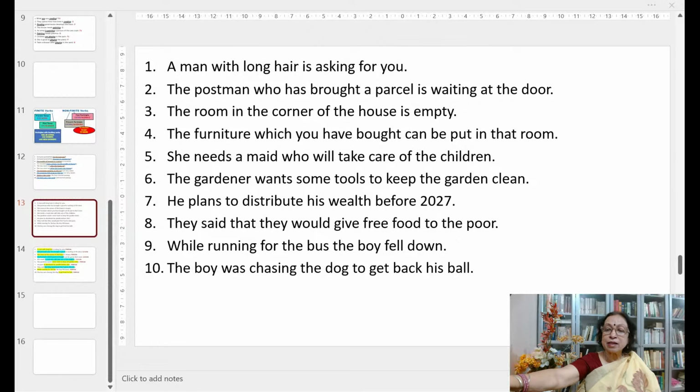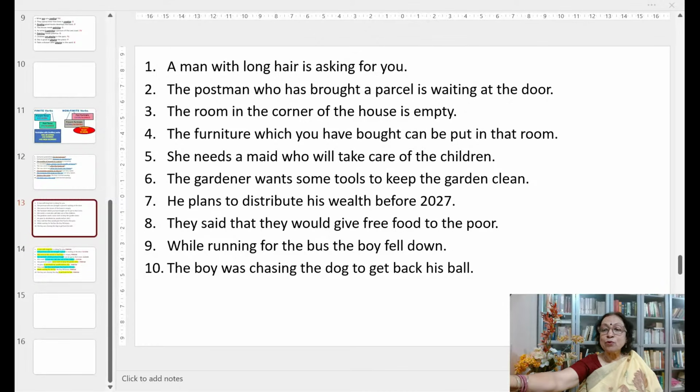Rachit, it's a clause, that is number two. Mohan Valiji, it's a clause, right? Is asking for you is the real sentence. He is asking for you. That is what the sentence is. Or a man is asking for you. That is a sentence. With long hair is the description of this man. Therefore, that is the phrase.